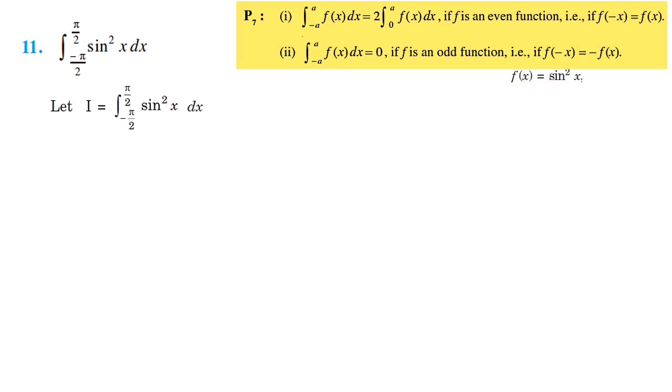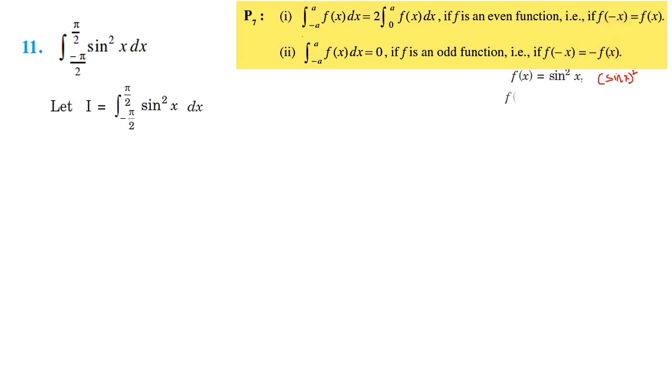square x. Here sine square x, we can write it as sine x the whole square. Okay, sine x the whole square. By keeping this one in mind only we are doing the rest of the calculation. Then f of minus x we have to calculate.